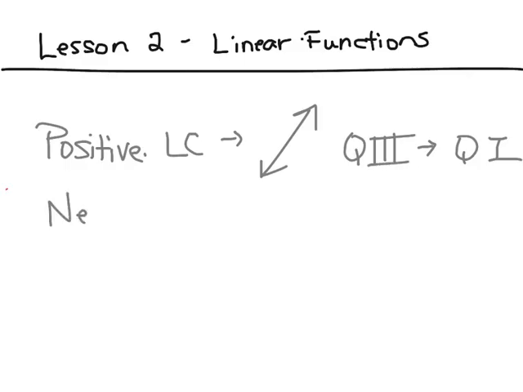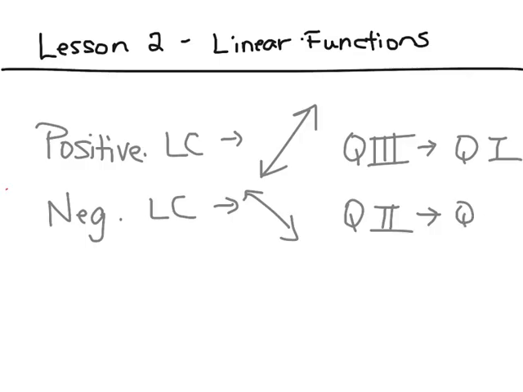If it's a negative leading coefficient, we know our line will look like this. So our quadrants go from quadrant 2 to quadrant 4. And this is for every single line.